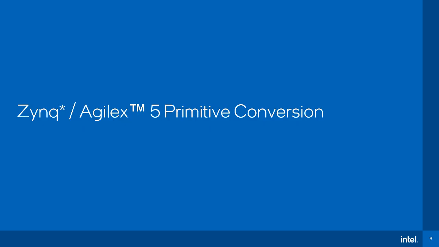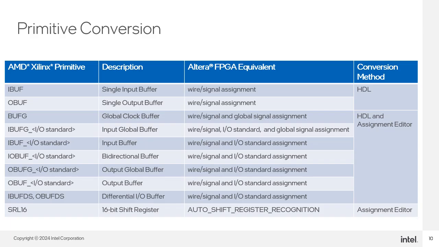Next, let's go over converting instantiated primitives. When migrating a design, you must convert common AMD Xilinx primitives to the Altera FPGA equivalents. Primitives perform dedicated functions in the device and implement standards for I/O pins in AMD Xilinx devices. You can select a particular I/O standard to use by making that assignment in both Vivado and Quartus software. You can also instantiate a primitive for the desired I/O standard in AMD Xilinx FPGAs. If the input or output buffer primitive is instantiated, all you need to do when migrating your design to an Agilex 5 device is to remove the primitive instantiation and place an appropriate I/O standard assignment.